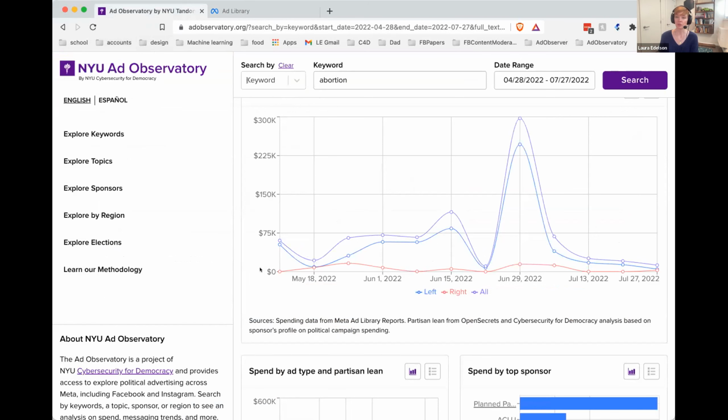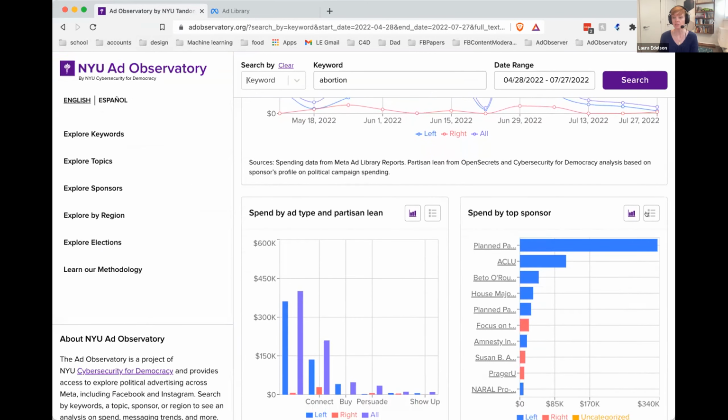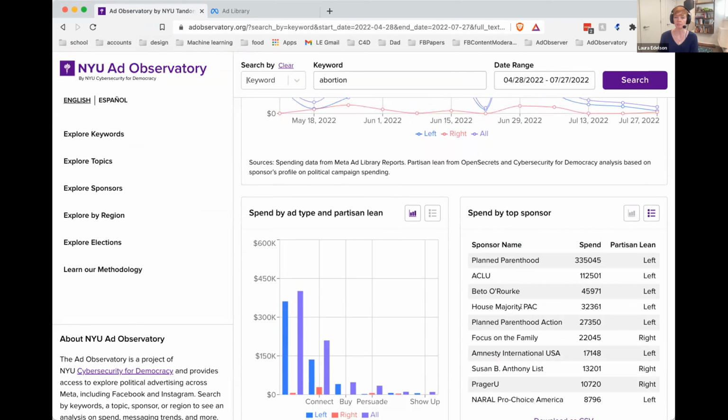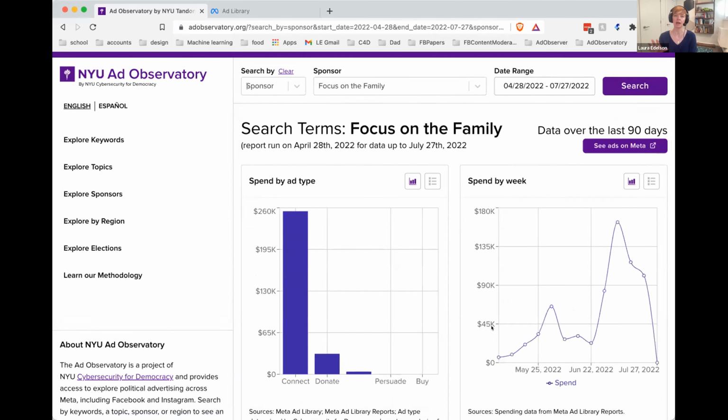Okay, I have a few more views I can show you. So if I look at these advertisers, one thing that jumps out a little bit is Focus on the Family, because most of the top spenders on the abortion topic are left. They're part of the Democratic Party, they're Democratic candidates, or they're organizations that we've classed as left-leaning. Focus on the Family is the top right-wing spender using the abortion keyword. So I can click on Focus on the Family, and that takes me to our sponsor view.